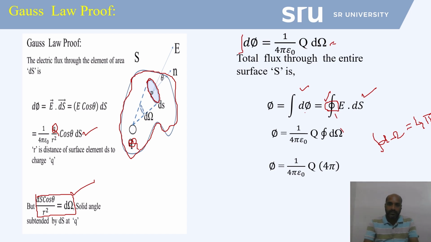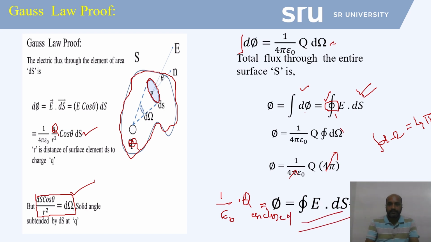And if you simplify that, this phi is equal to integral of E ds. This 4 pi and 4 pi will be cancelled, and the remaining will be 1 by epsilon naught times q enclosed. So this is the proof of Gauss law. So in what way is it an advantage? What way is it an advantage? So with this Gauss law, here we need to mention it.